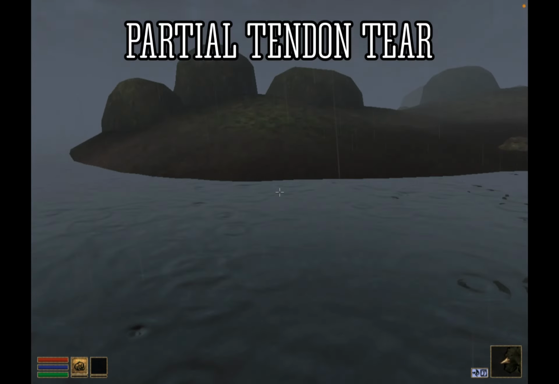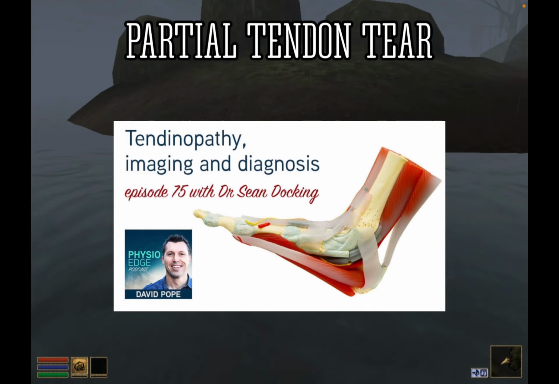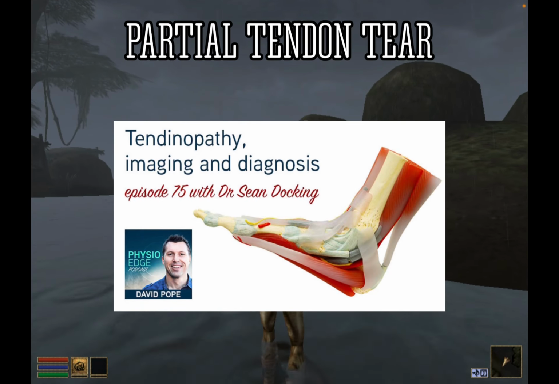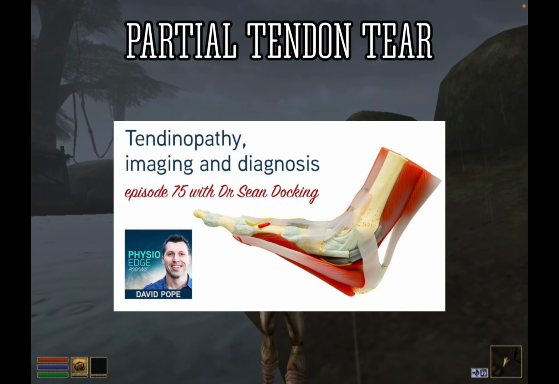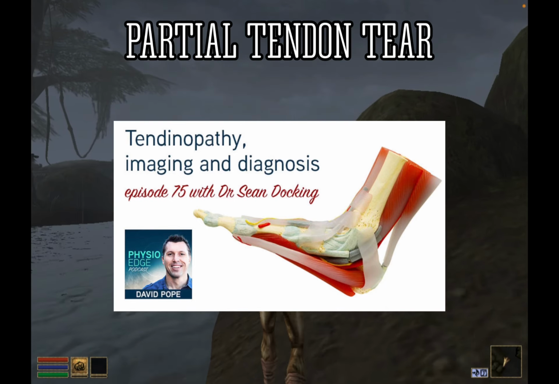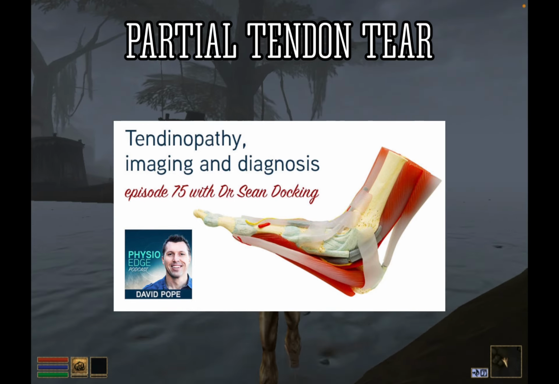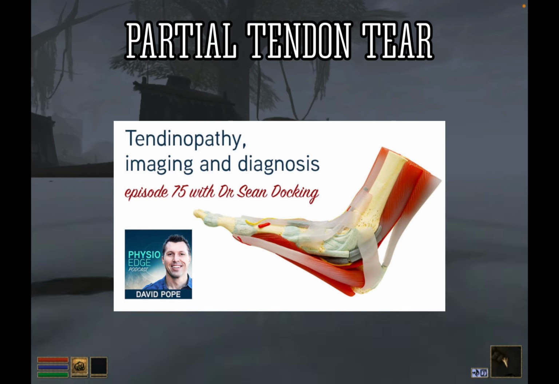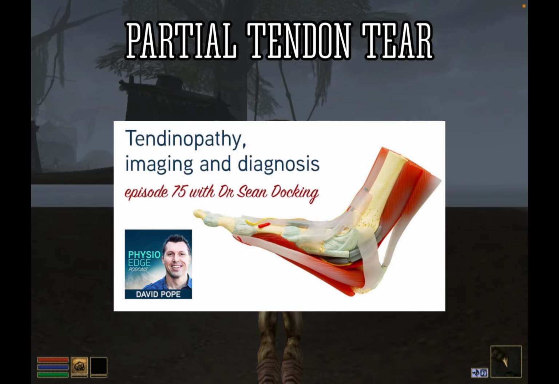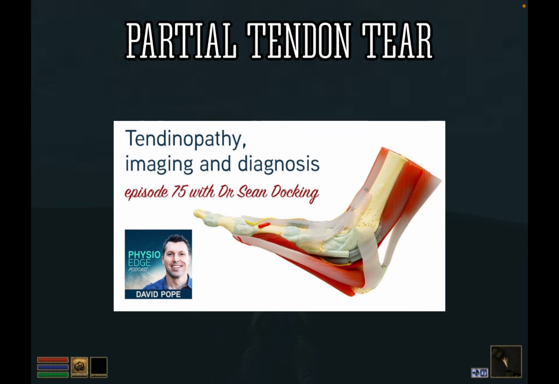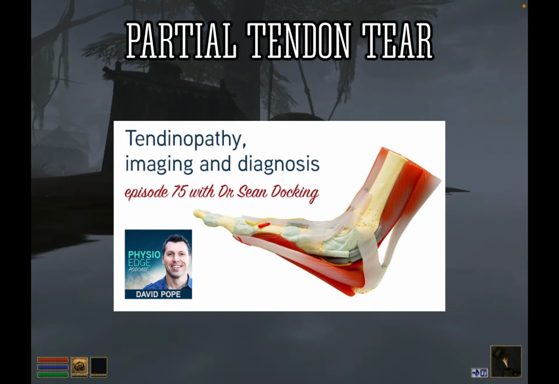One of the experts on imaging is Sean Docking, and he was on a podcast where he was saying it's very difficult to diagnose a partial tear. It's pretty much a flip of a coin, 50%, whether it is a partial tendon tear or just a tendinopathy. Because you can't reliably distinguish between the two, it's probably safer just to say someone has tendinopathy.